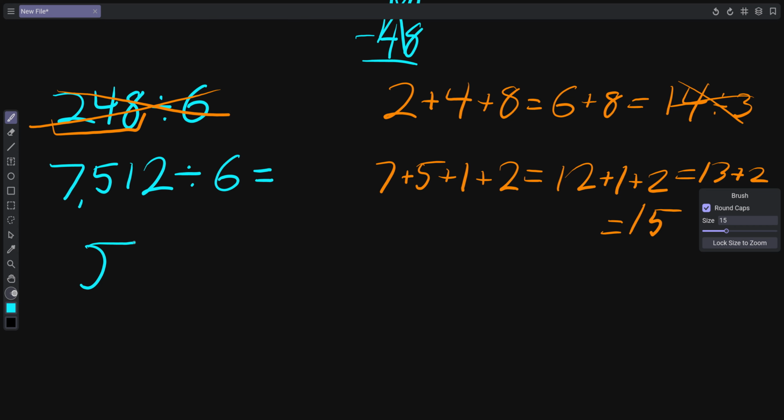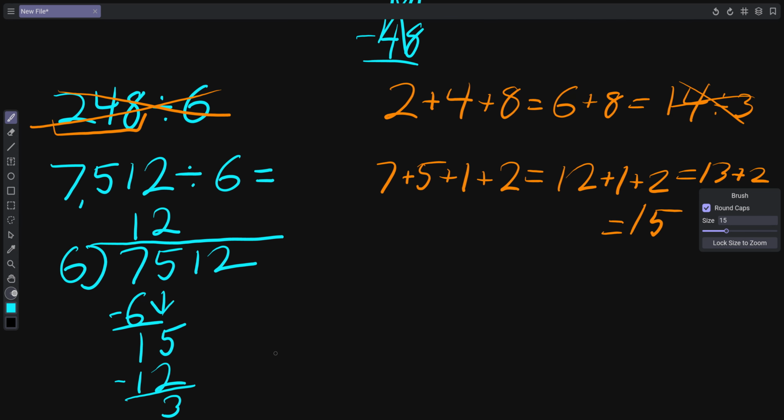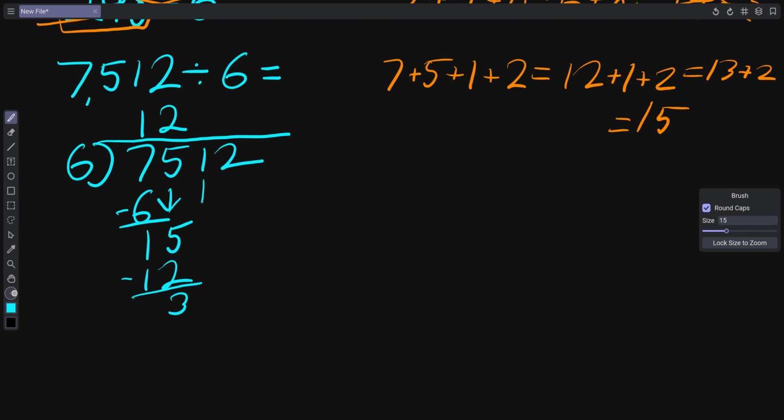So let's do that. So we have 6 here, we have 7,512 here. 6 goes into 7 one time. 7 minus 6 equals 1. We drop down a 5. 6 will go into 15 2 times. 6 times 2 equals 12. 15 minus 12 equals 3. We drop down this 1.